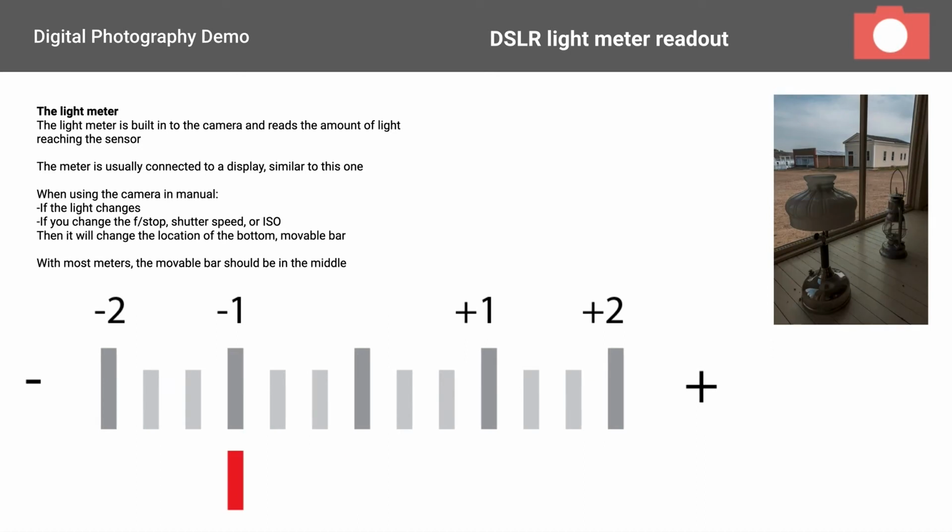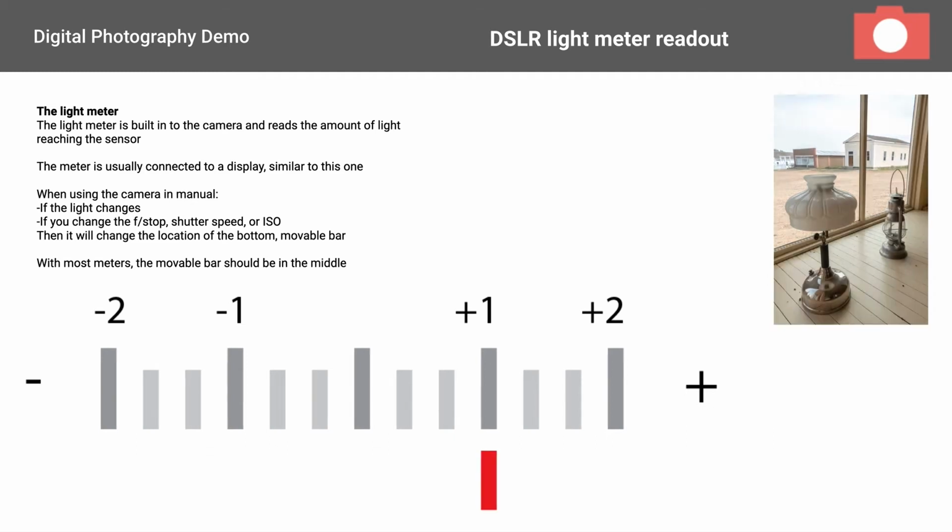If it's underexposed, it's too dark. You can see the bar has gone over to the -1. If it's overexposed, it's too light, and you can see the bar has gone to the +1. So you want to keep your eye on your meter if you're using the camera in manual. Now we'll talk a bit more about automatic exposures in a few minutes.